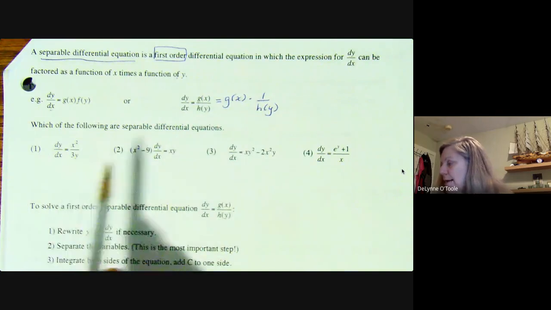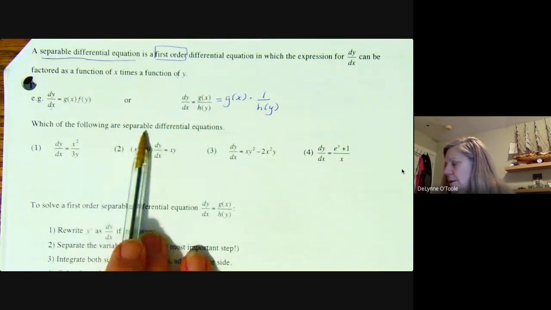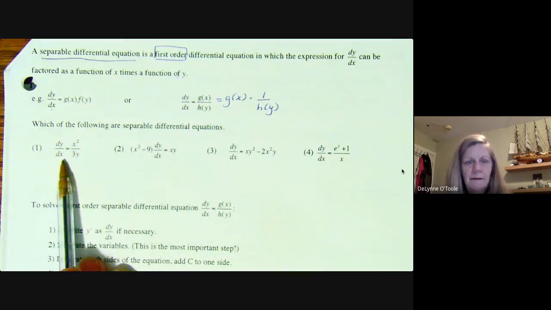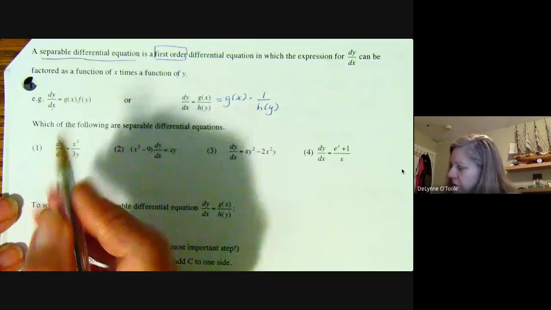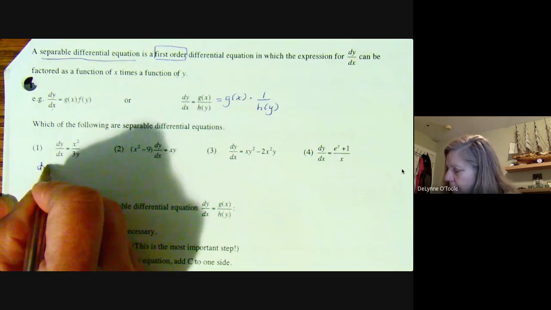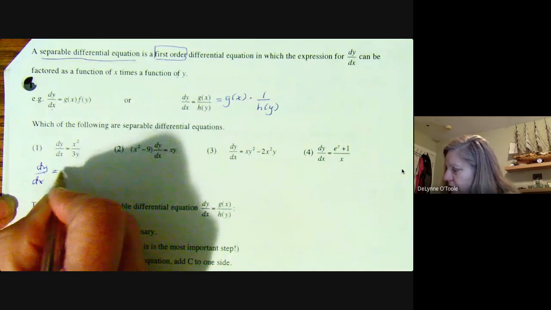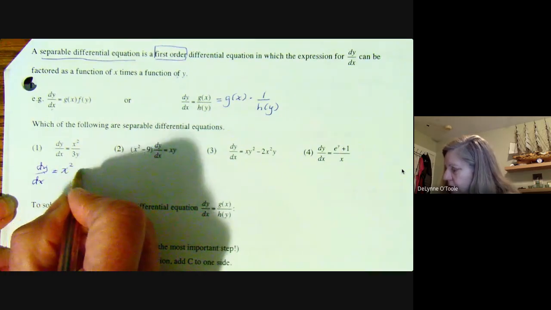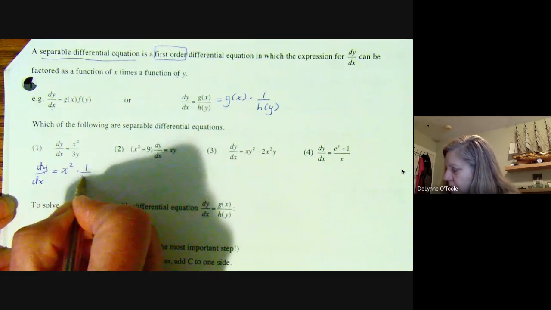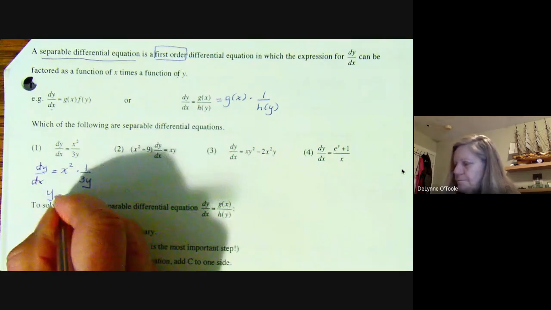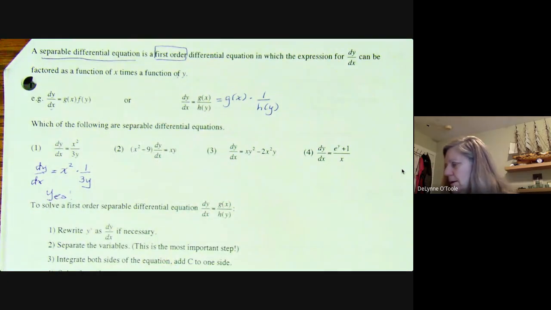So first of all, let's practice identifying which are separable and which are not. This one, of course, is. This is a separable differential equation because I can break it out into a function that's completely in terms of x times another function that's completely in terms of y. So this one, yes, it is. Okay. How about the second one?